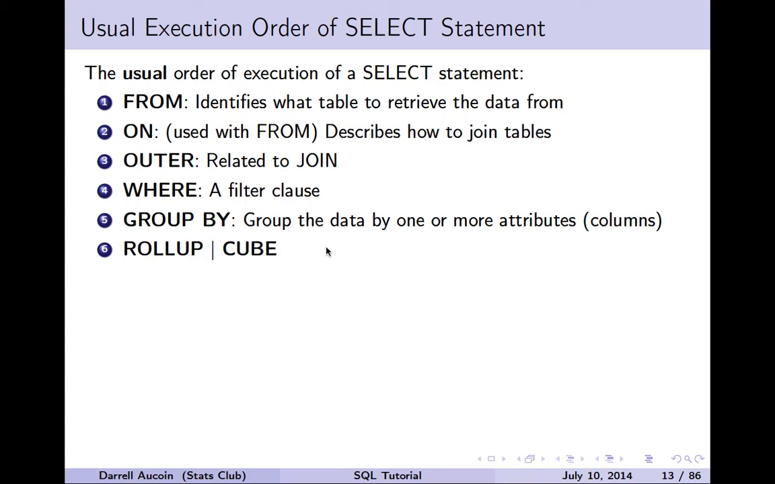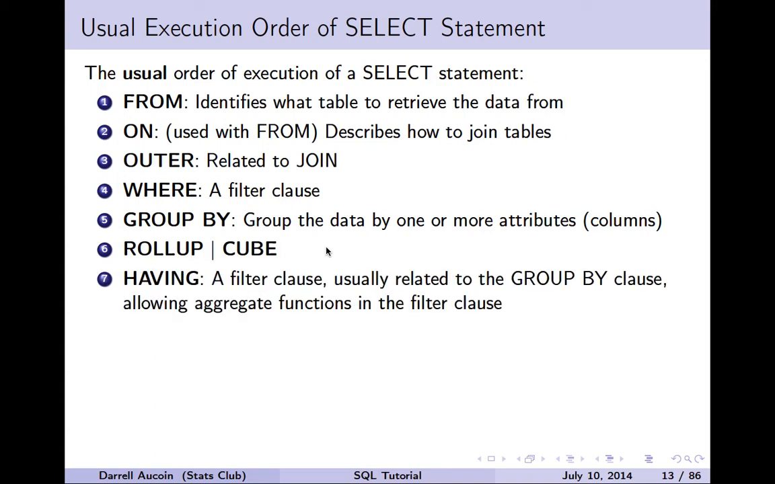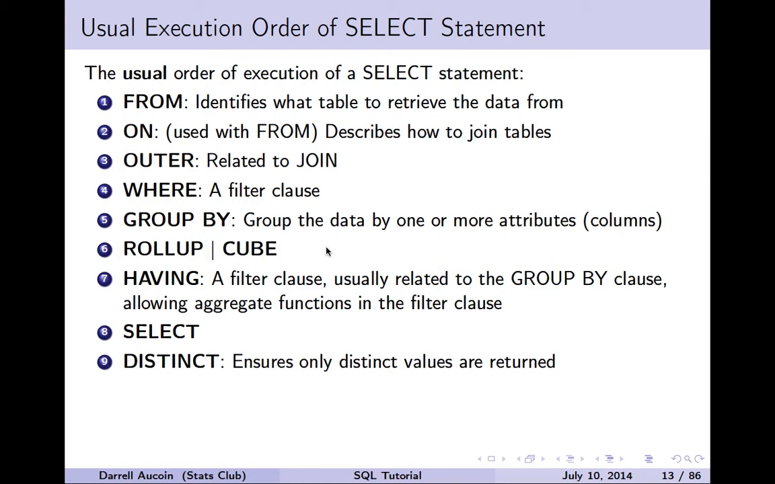aggregate functions. For each level of a tuple in the GROUP BY clause, it does aggregations over those sets. The HAVING clause is also another filter clause, but it's related to the GROUP BY clause. This way you could have aggregate functions in the filter clause. And the SELECT statement selects what columns you want from that. Then DISTINCT, basically for the implementation of SQL, it sorts what you have so far, and then eliminates the non-distinct values.